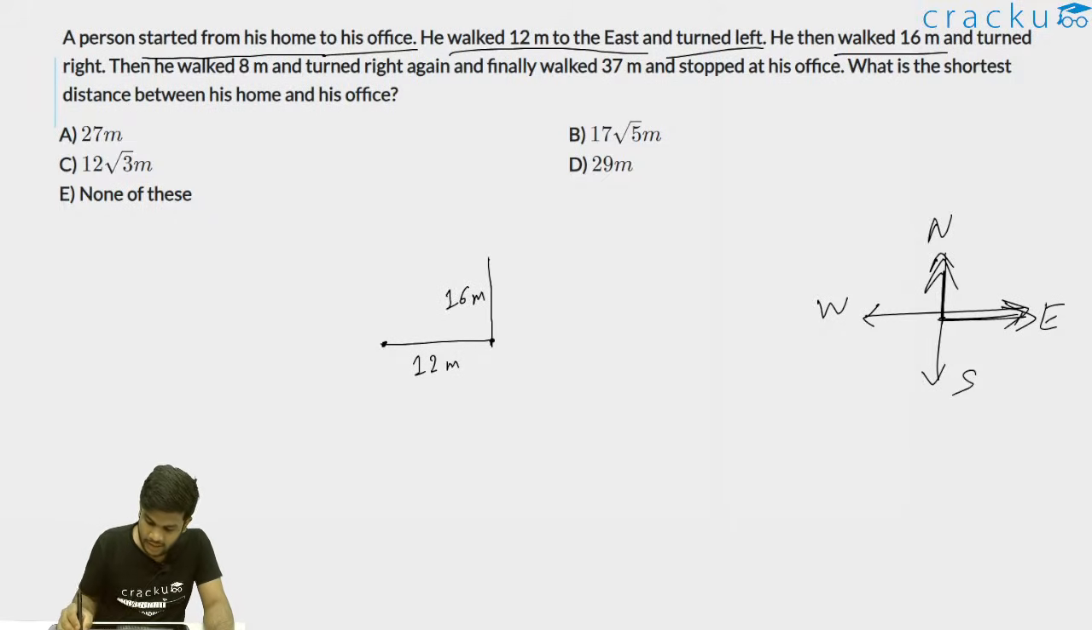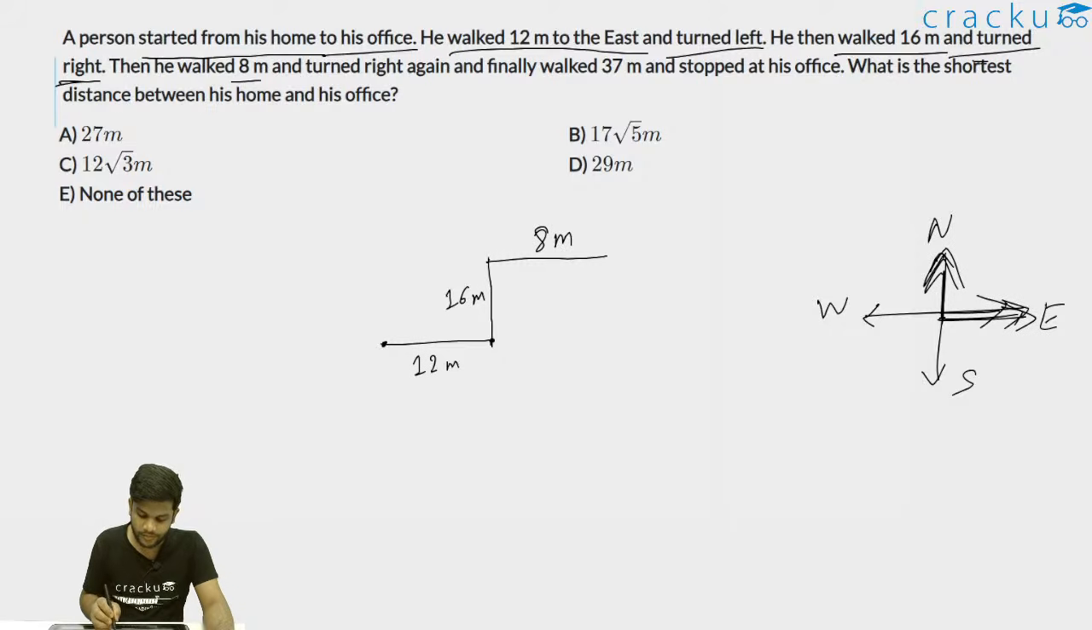Now it is said that he then turned right. So when you are facing north, your right will be on the east side and your left will be on the west side. So when he turned right, it means that he again turned towards east. So he turned towards east and walked 8 meters.